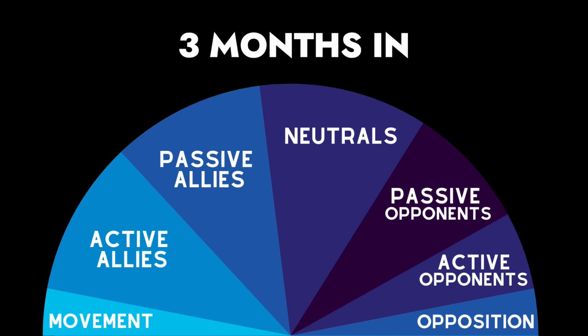So after 3 months of organizing, we've turned some of our passive allies and neutrals into active allies, and we've turned a lot of neutrals and passive opponents into passive allies. They're now excited about this campaign.